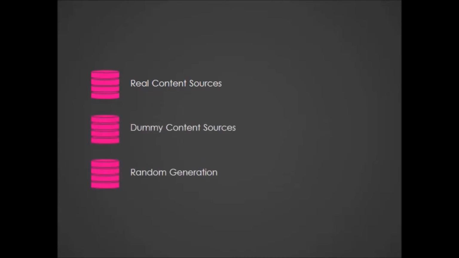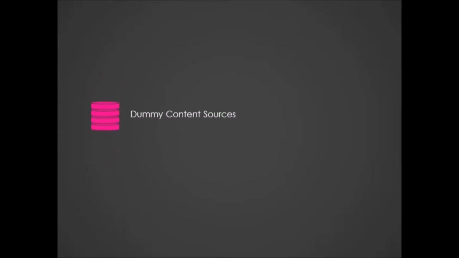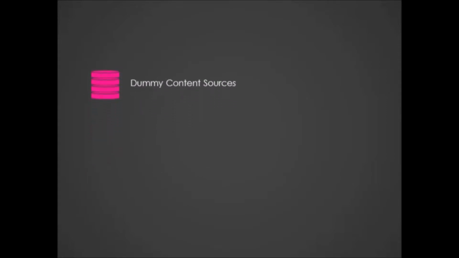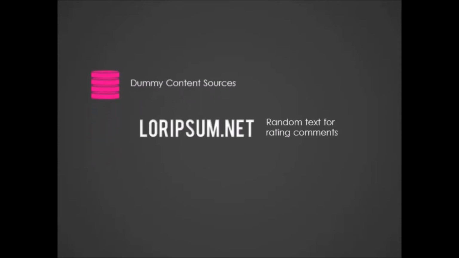Let's take a closer look at the dummy sources now. The first dummy source we used is the random text provider of loripsum.net. This text provider creates text snippets of configurable size that appear like actual text at first sight. We use this provider to populate our review comments.